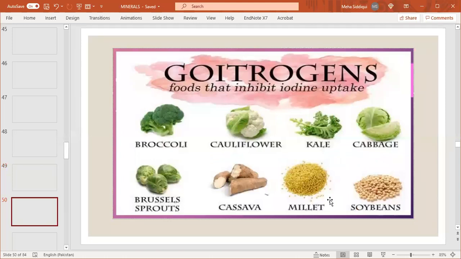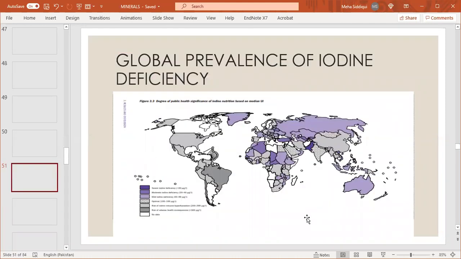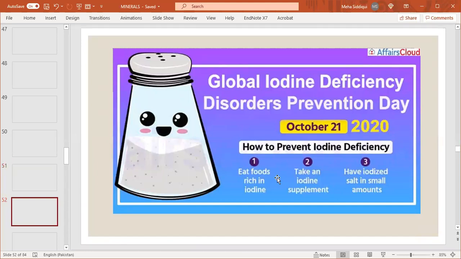Then the main foods that act as goitrogens, meaning they inhibit iodine uptake, are broccoli, cauliflower, kale, cabbage, cassava, millets, and soya beans. This is the global prevalence of iodine deficiency. The dark purple color shows the countries with severe iodine deficiency, and the light purple color shows moderate and mild iodine deficiency. Global Iodine Deficiency Disorder Prevention Day is celebrated on 21st October 2020. Its main aim is to prevent iodine deficiency by eating foods rich in iodine, taking iodine supplementation, and having iodized salt in small amounts.